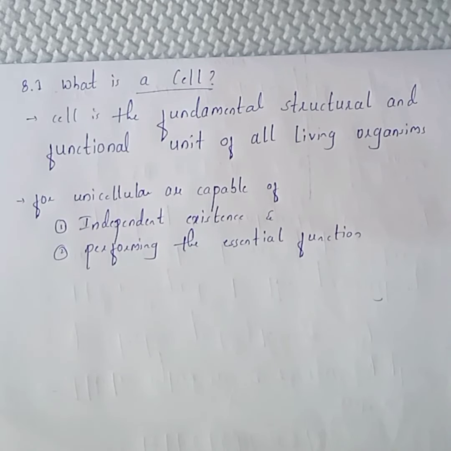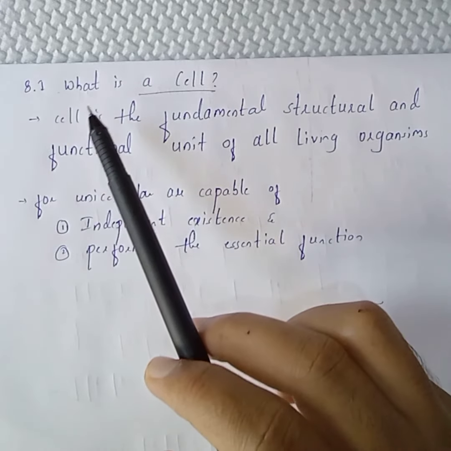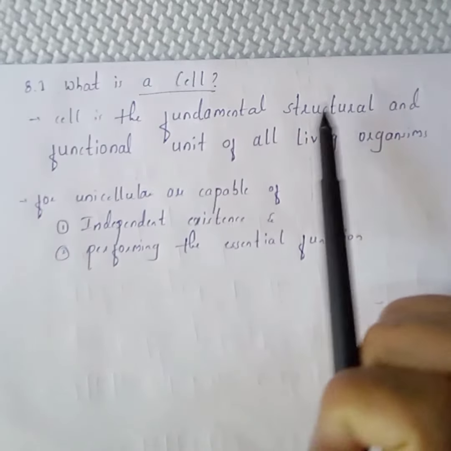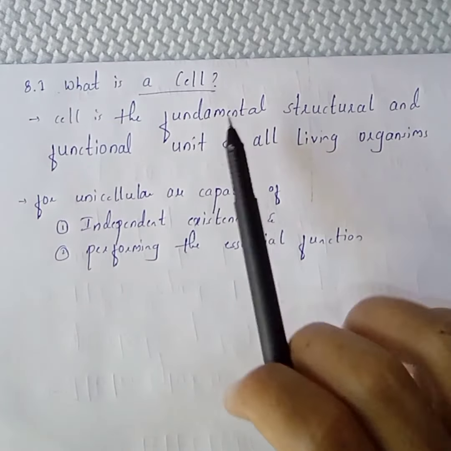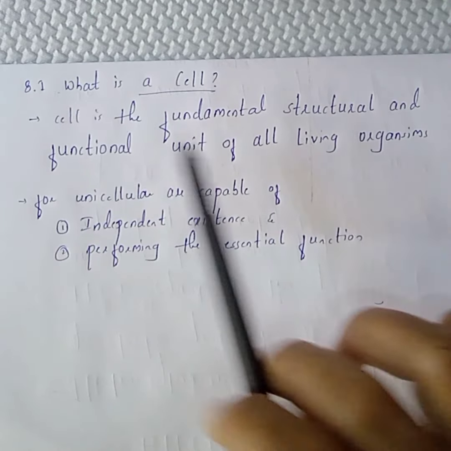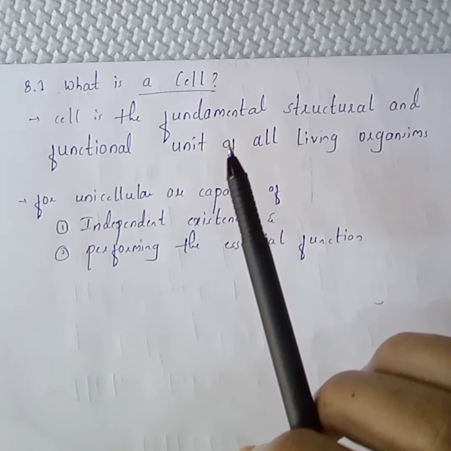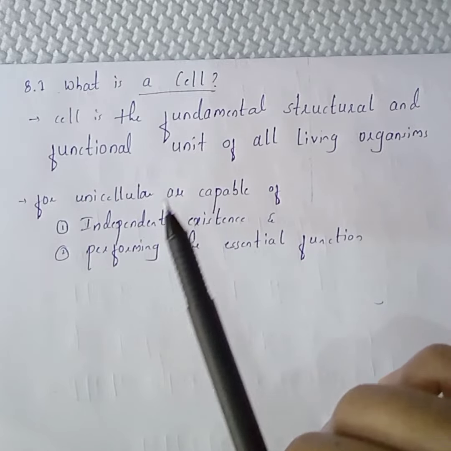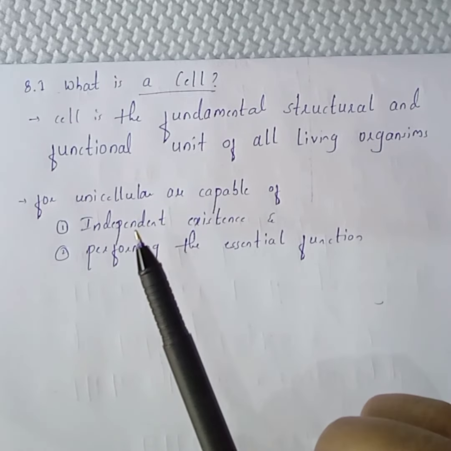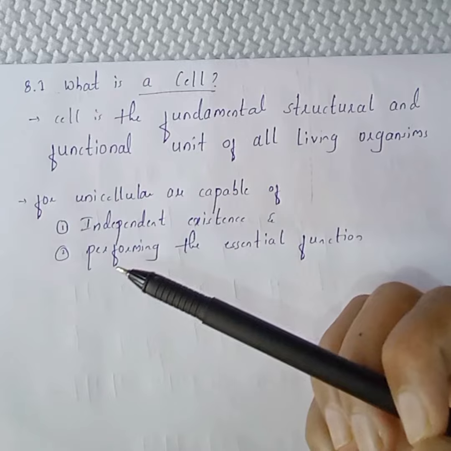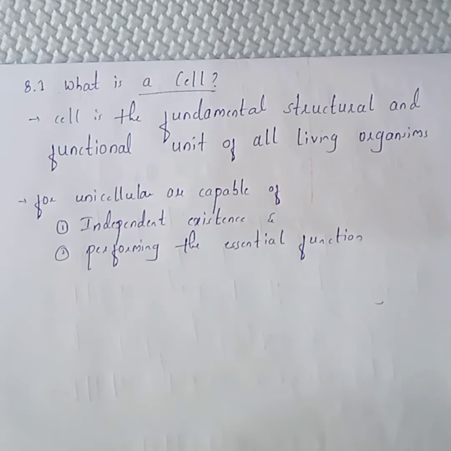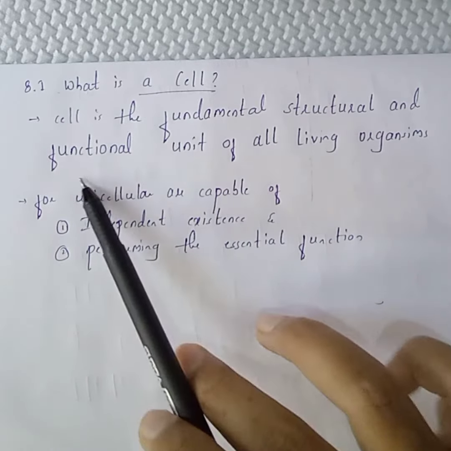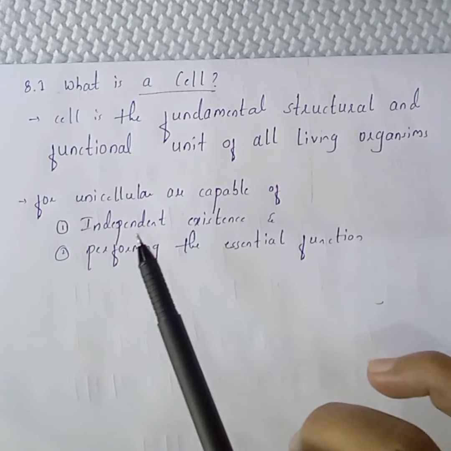In the second paragraph, they give what a cell is. That is 8.1. The cell is the fundamental structural and functional unit of all living organisms. Fundamental structure means this, and functional unit means the cell is metabolically active, and that is important for all the reactions. The cell does all those things. That is the fundamental structural and functional unit of all living organisms.